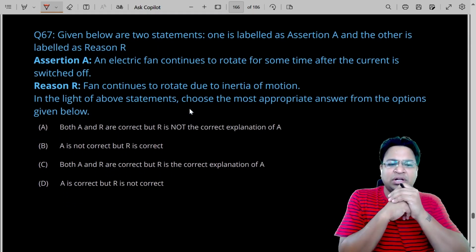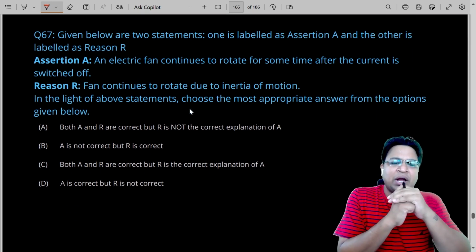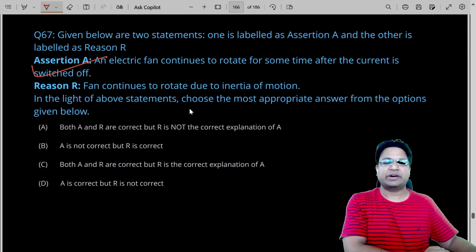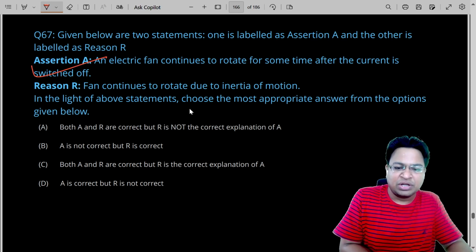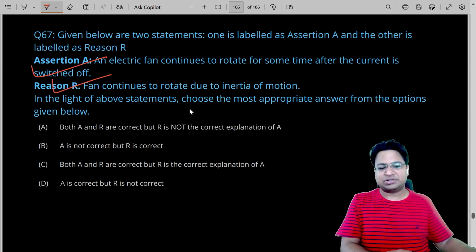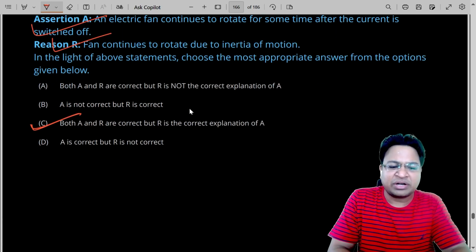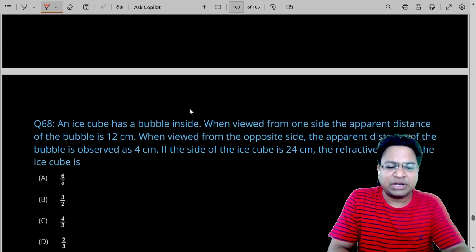Now, next question. Given below are two statements. Electric fan continues to rotate for some time after the current is switched off. Yeah, we see that, right? Once we switch it off, it continues to rotate because of the inertia of motion. I guess that's correct, so A is correct. Yeah, they are correct, and the reason is the correct explanation of the assertion. So option C would be right here.